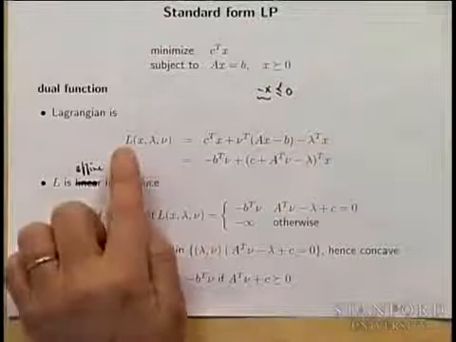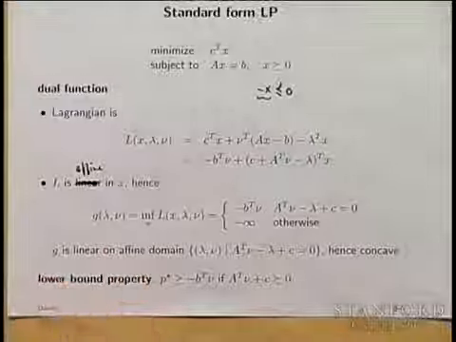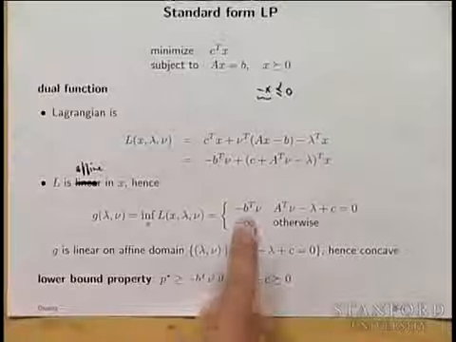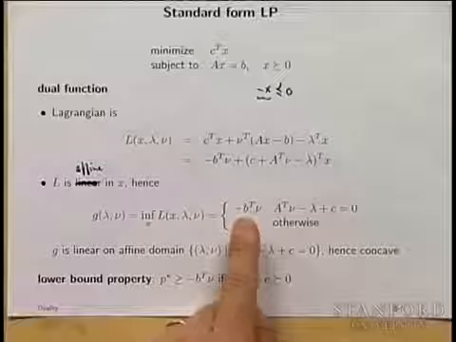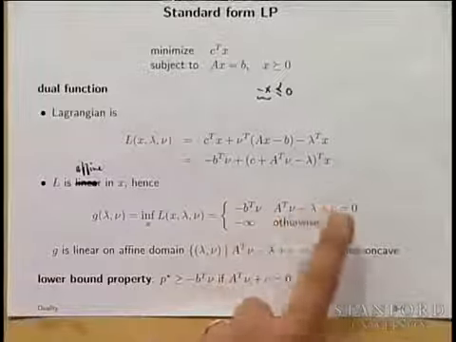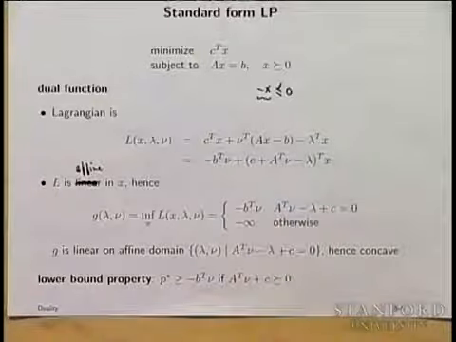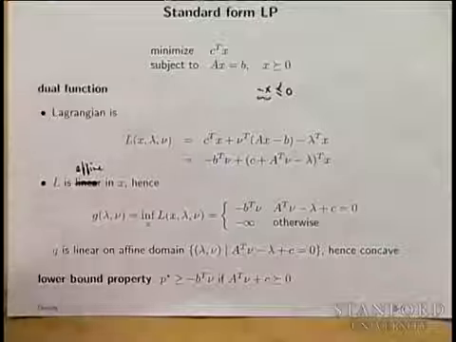So the dual function for the standard form LP is a very interesting function. So we're going to look at it very carefully. It is a function which is linear on this weird affine set. Okay? And it's minus infinity otherwise. By the way, that function is concave.